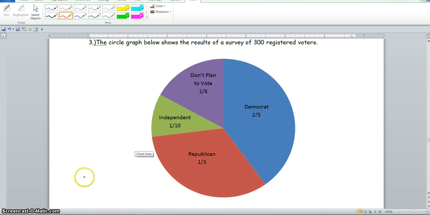Now we move to problem 3. It says the circle graph below shows the results of a survey of 300 registered voters. Okay, now we have people that voted Democrat, Republican, Independent, and didn't plan to vote at all.